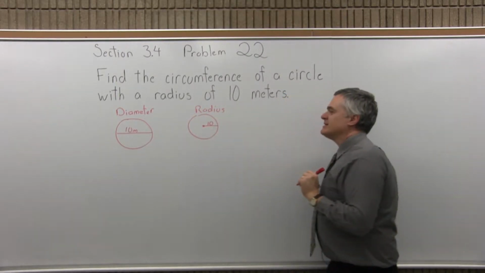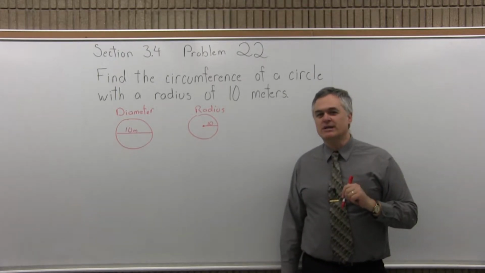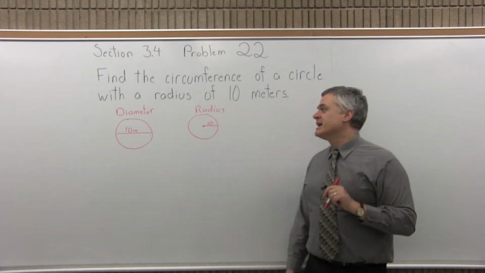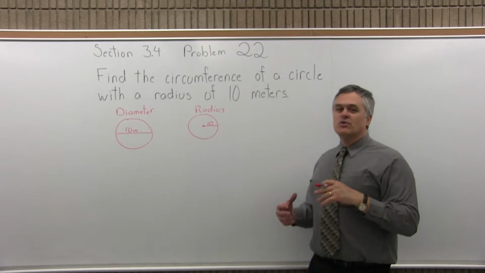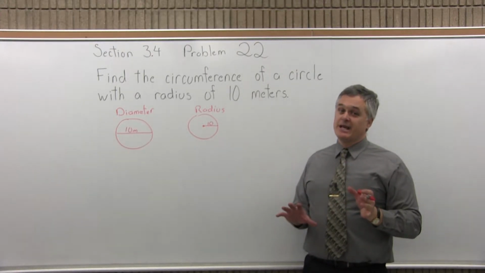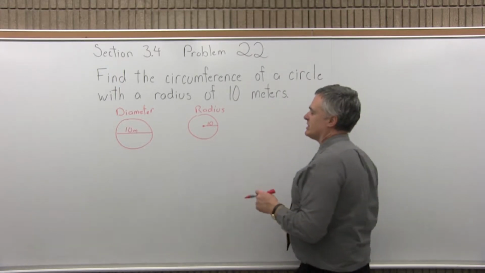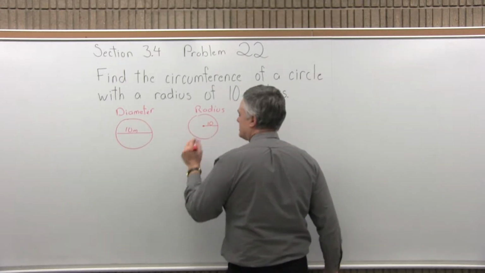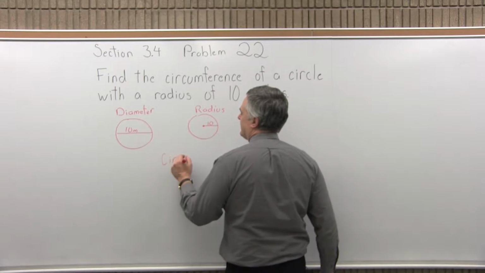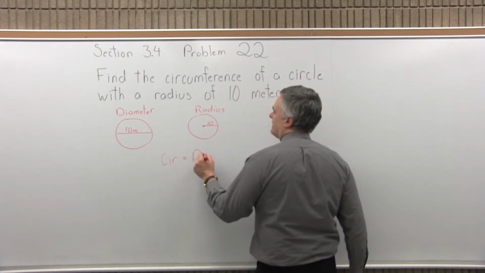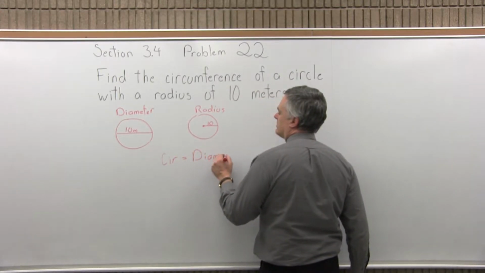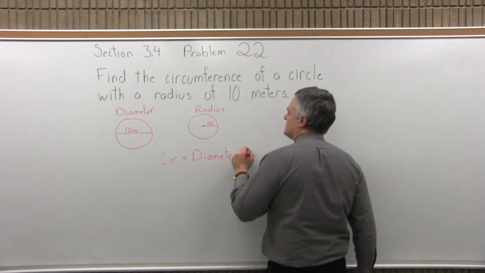So even though it sounds like I've asked the same question twice, it's really two different questions. And I did this on purpose just to really point out the difference between diameter and radius. Because if you read it fast, you will think it's the same question. So now the circumference, or distance all the way around the circle, is equal to the diameter times pi.